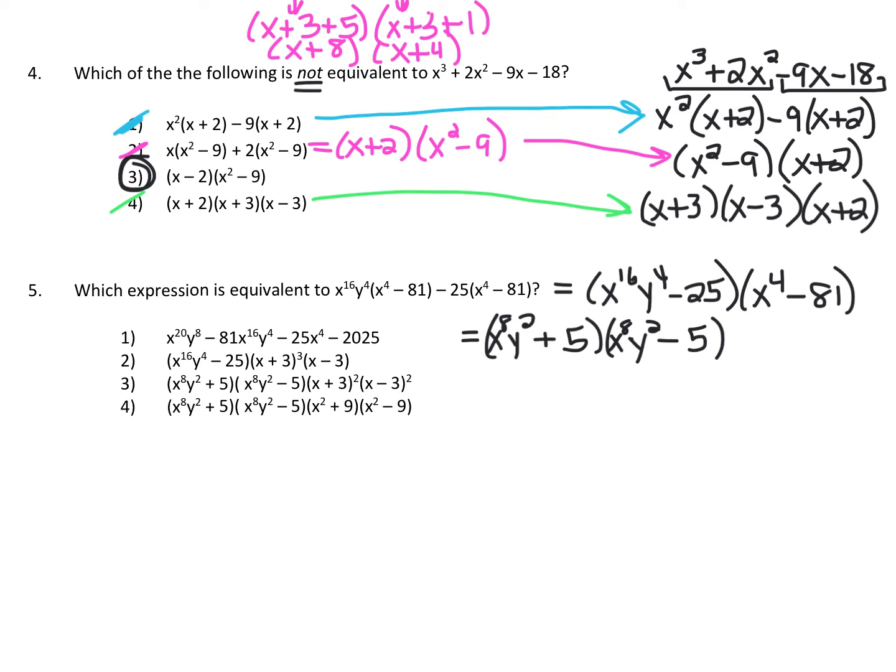Now, this is also a difference of perfect squares. So let's keep factoring with that. Underneath this, I'm going to set up 2 sets of parentheses. One's addition and one's subtraction. And then the square root of the first term goes in the first spot. So the square root of x to the 4th is x squared.